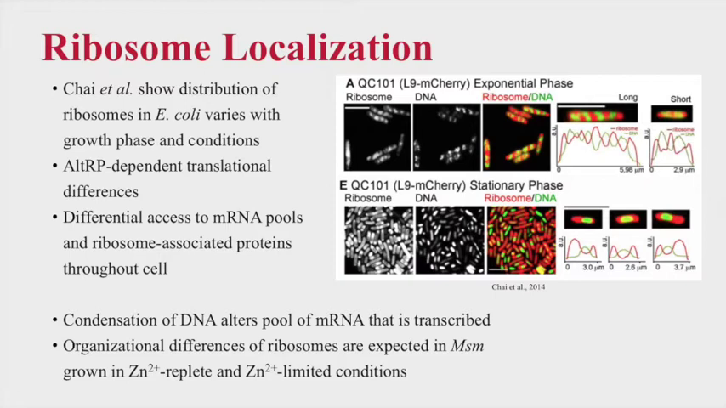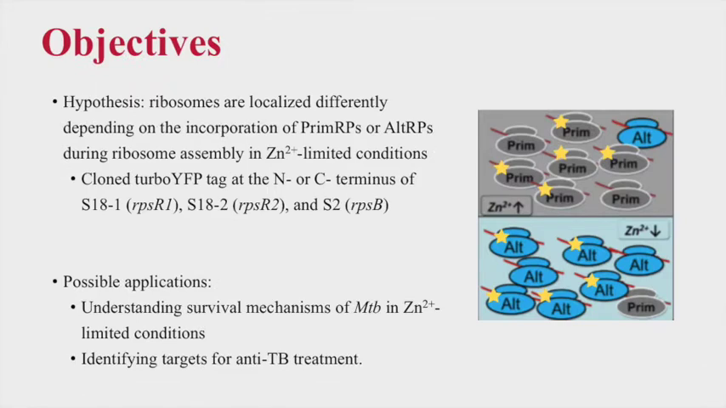Due to these reasons, organizational differences of ribosomes are expected in M. smegmatis grown in zinc-replete and zinc-limited conditions. We hypothesize that ribosomes are localized differently depending on the incorporation of PrimRPs or AltRPs during ribosome assembly in zinc-limited conditions. Our objective was to clone a turbo-YFP tag at the N or C terminus of PrimRP S18-1 encoded by RPSR1 and AltRP S18-2 encoded by RPSR2.